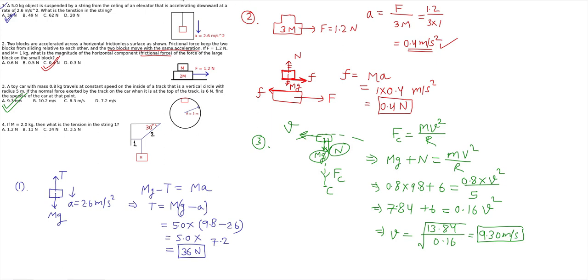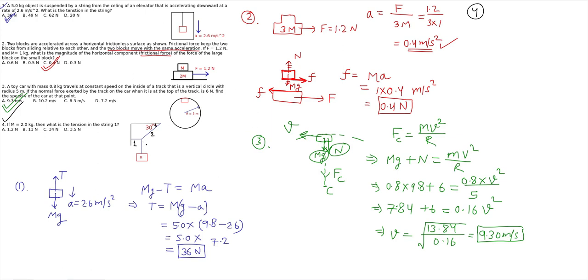Okay, so last question, fourth question, that says if capital M is equal to 2.0 kg, then what is the tension in the string 1? So string 1 is the horizontal string here, and only capital M is given, plus one angle is also given here in the diagram, the 30 degrees.